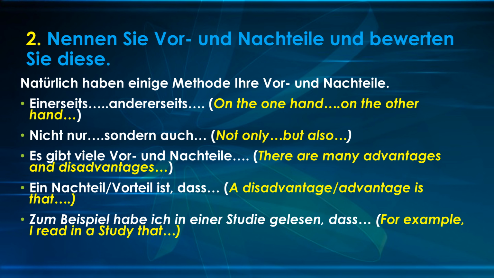Then from there you can say einerseits, andererseits, on one hand, on the other hand, nicht nur, sondern auch, es gibt viele Vor- und Nachteile. There are many advantages and disadvantages. Ein Nachteil oder ein Vorteil ist das, and a disadvantage or an advantage is that. Then you can also give an example here where you say, zum Beispiel habe ich in einer Studie gelesen, dass, for example, I read in a study that. Then you'll also have nailed the part of nennen Sie Vor- und Nachteile und bewerten Sie diese. But perhaps we can look at an example of how to go about the same topic that you're working on. That is euthanasia as part of the explanation.